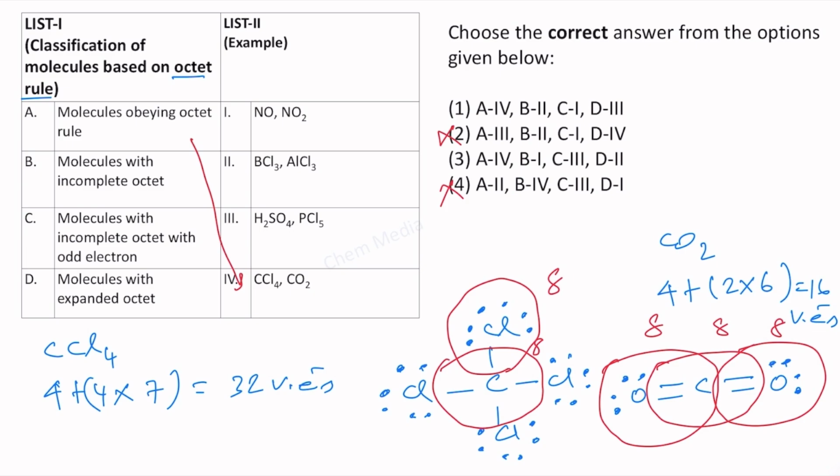This should be BCl3 and AlCl3, because in the next classification it is mentioned that molecules with the odd electron. In nitrogen we have 5 valence electrons, and in oxygen we have 6 valence electrons. Therefore, the total number of valence electrons for NO is 11, which means that it is a radical. Likewise, for NO2 we have 5 plus 12, 17 valence electrons. So, there comes the odd number of electrons. Therefore, both NO as well as NO2 will not obey the octet rule.